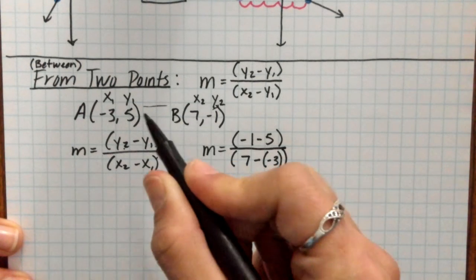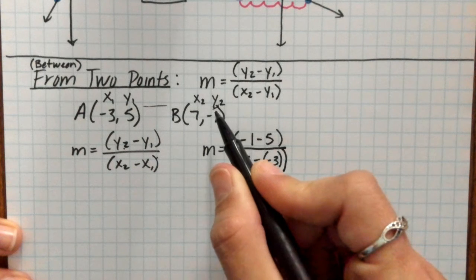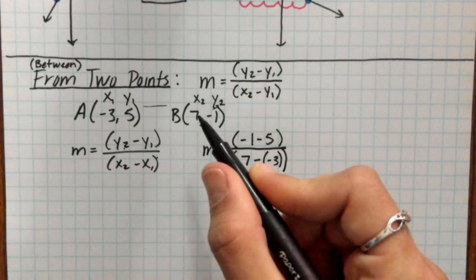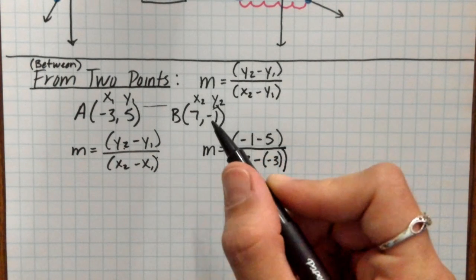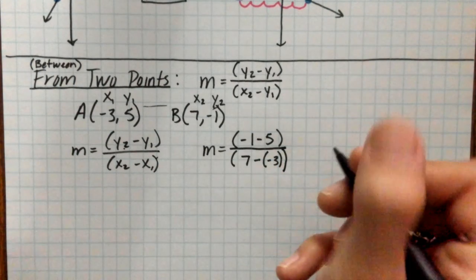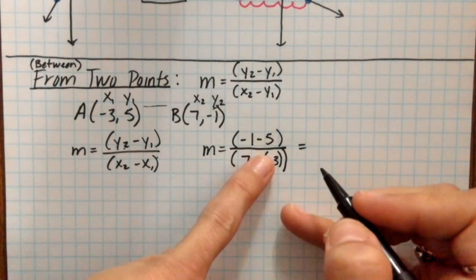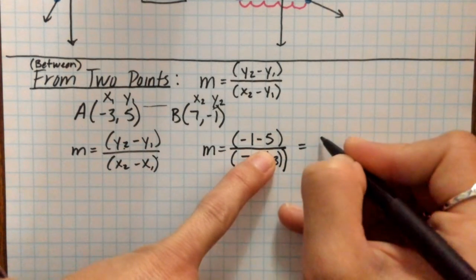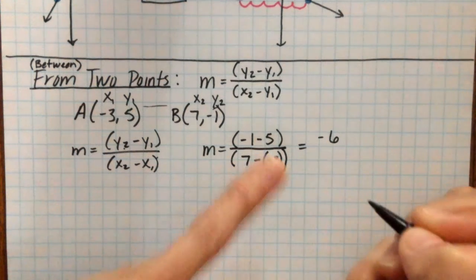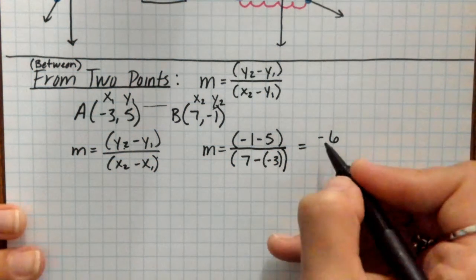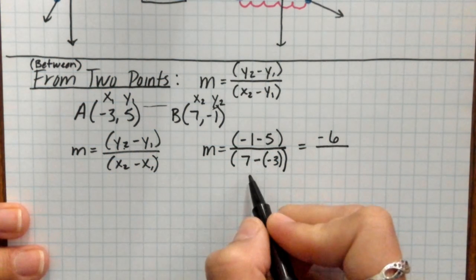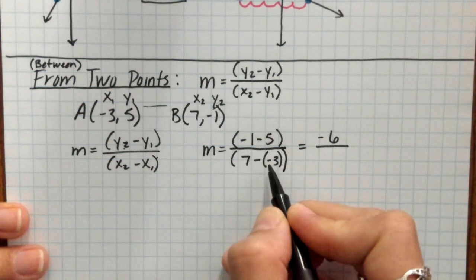Please label your x1, y1, x2, y2. As a teacher, when I'm doing these problems, I label them because you can very easily make a mistake. So now all we have to do is do our calculations. -1 minus 5 is going to wind up being a -6. Then we come down to the bottom and we have 7 minus a -3.